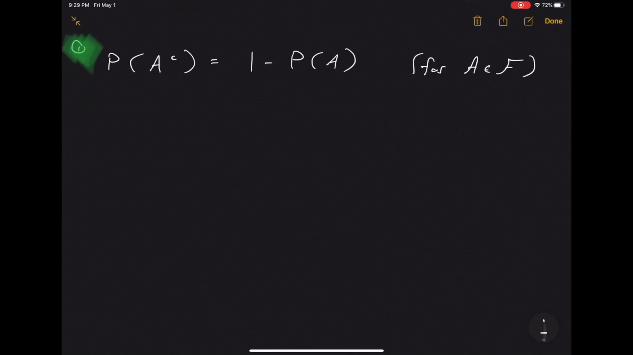Okay, so maybe one of the first elementary properties we should talk about is that the probability of A complement equals 1 minus the probability of A, for A in our sigma algebra F.